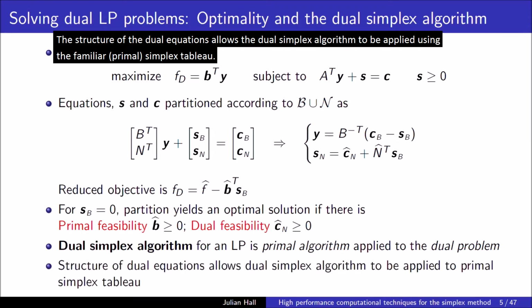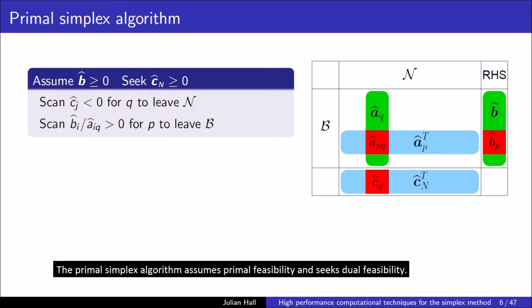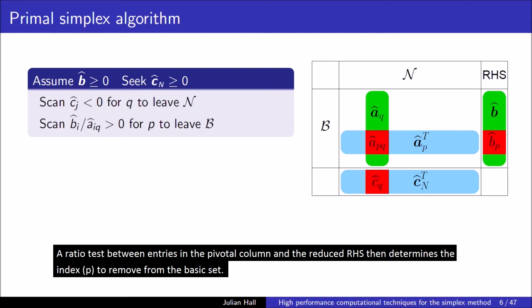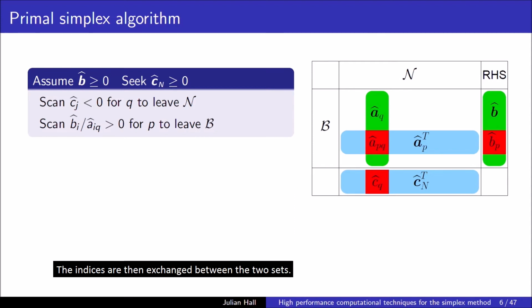The structure of the dual equations allows the dual simplex algorithm to be applied using the familiar primal simplex tableau. The primal simplex algorithm assumes primal feasibility and seeks dual feasibility. In tableau form, the reduced costs are scanned for an index Q to remove from the non-basic set. A ratio test between entries in the pivotal column and the reduced right-hand side then determines the index P to remove from the basic set. The indices are then exchanged between the two sets.